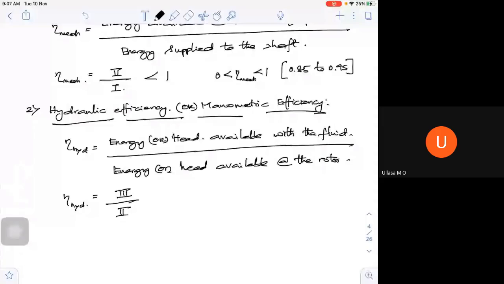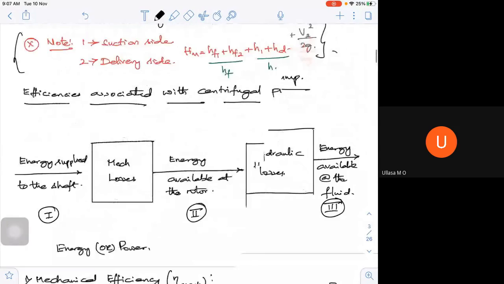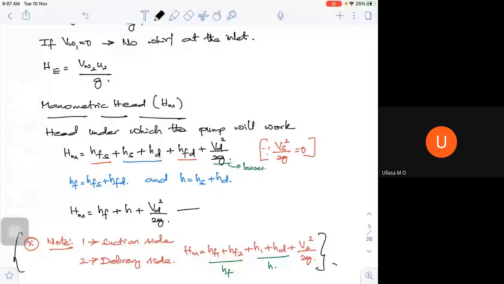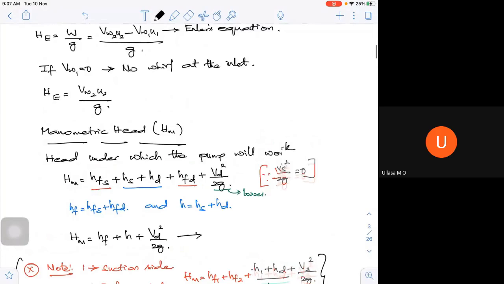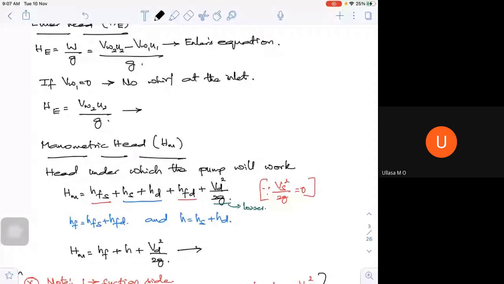Now, what about this one? This is also less than 1, so your hydraulic efficiency will also be a number between 0 and 1. Now, the energy available with the fluid, if you go back and see, is your manometric head. And the energy available at the rotor is your Euler head.